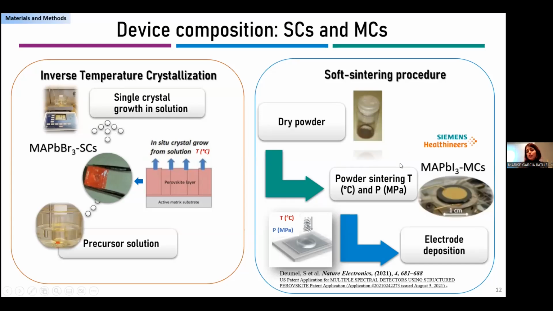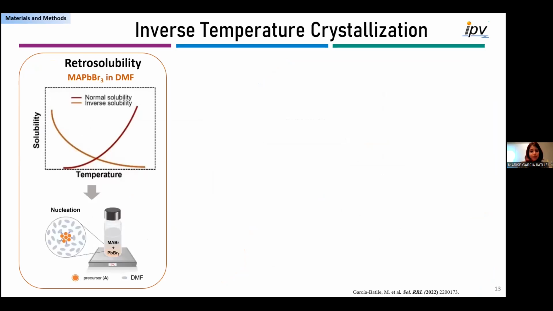The details about the synthesis procedure are published in this very nice paper, and they also have a patent. So I will not go into details, but I have to say that this second procedure is just mixing powders and pressing this powder at the right temperature and pressure. Of course, we need to tune this in order to optimize, and then the electrode deposition. If you want to go deeper into the synthesis, you have the link here. But in the single crystal preparation, the preparation of a monocrystal is quite a standard method.